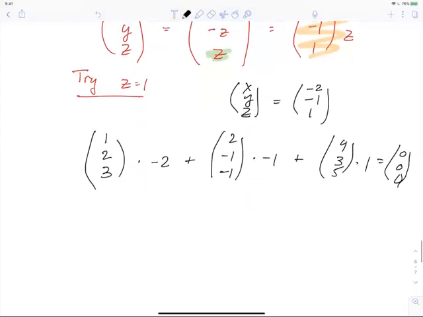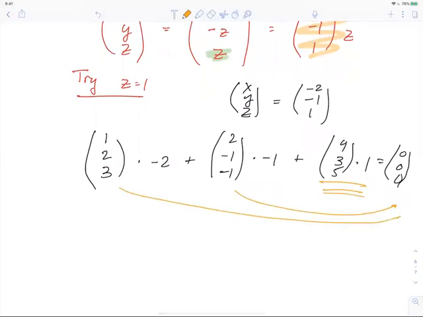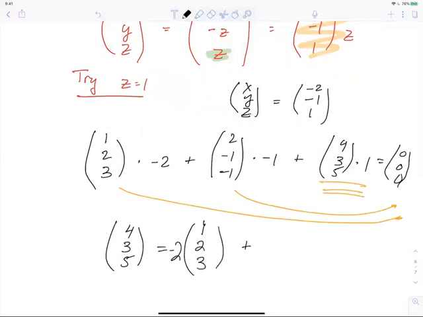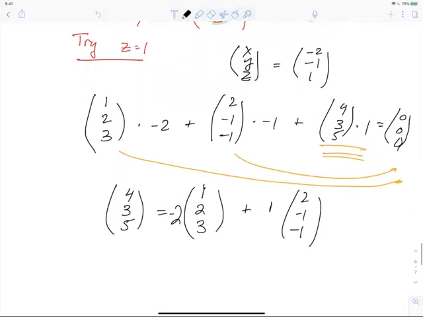And sure enough, that pans out, but let's be more explicit. Let's solve for the 4, 3, 5 vector. We're going to put all the others on the other side. And when we do that, we get that 4, 3, 5 is equal to minus 2 times 1, 2, 3 plus 1 times 2, minus 1, minus 1. And now it's evident that because we can write 4, 3, 5 as a combination of these other two, it is not essentially a new direction and therefore it's linearly dependent.